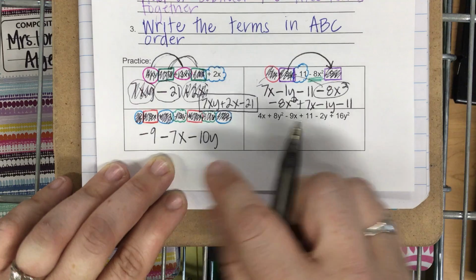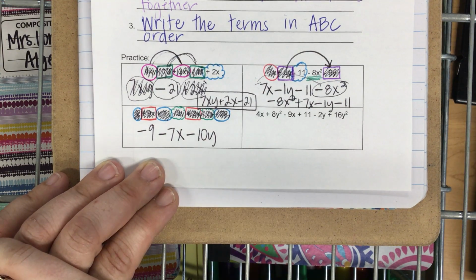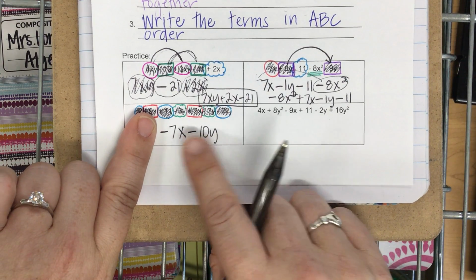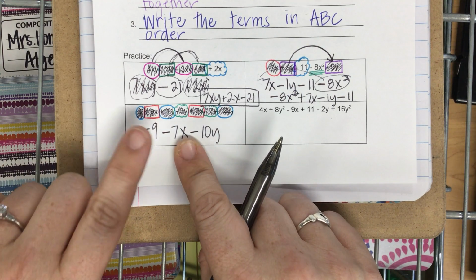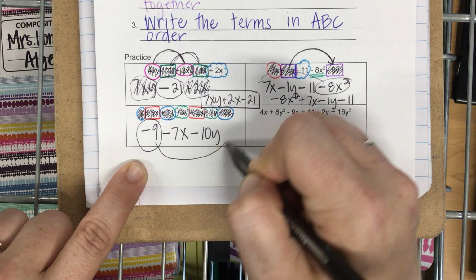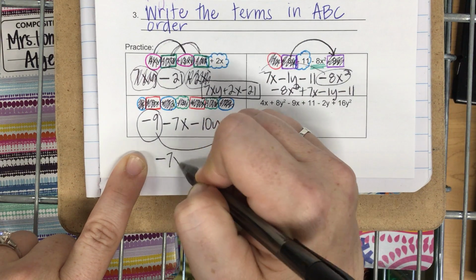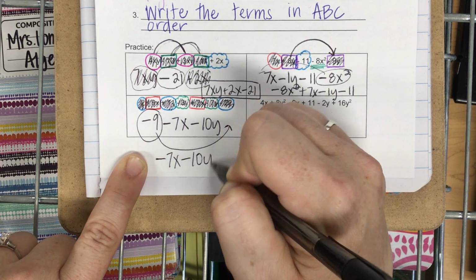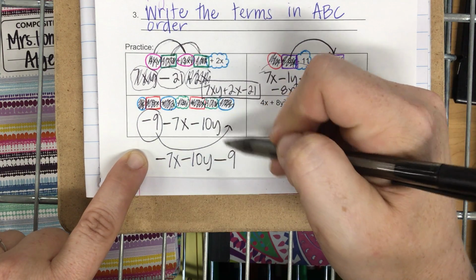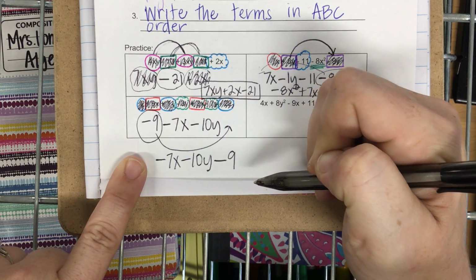Okay, now I'm going to ask you, are my variables in ABC order? A, B, C, D, E, F. Yes, but I need this number to go in the back. So my answer will be negative 7x minus 10y minus 9. They're the same thing, I get it. We just have to start practicing putting them in order.